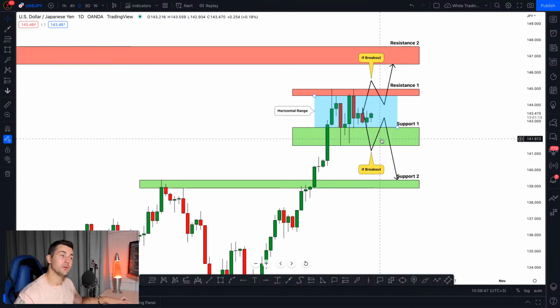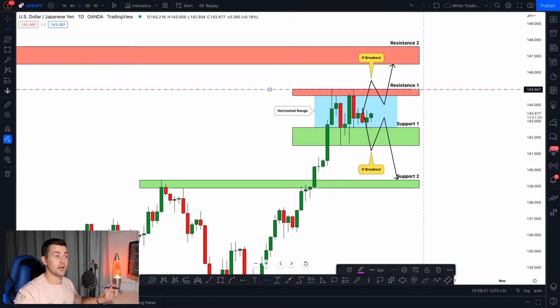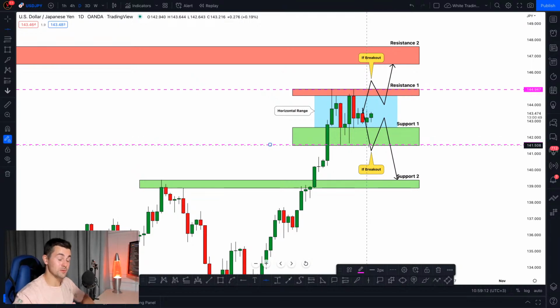Alternatively, if you are an intraday trader, you can also consider trading the boundaries of the range. Then you should wait for the test of the upper boundary of the resistance, wait for a confirmation and sell from there, or wait for the test of the lower boundary of the demand zone and look for a confirmation and try to buy from there. Yeah, so two options, either to wait for a breakout or trade the boundaries of that range.